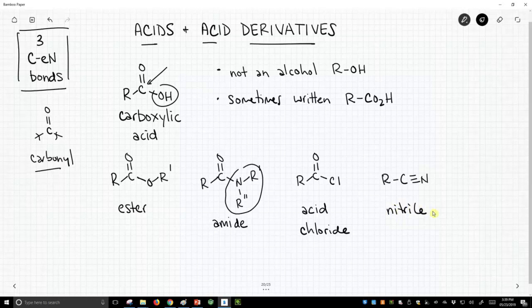Now a nitrile also has a carbon with 3 bonds to a more electronegative atom. It happens to be a nitrogen instead. So it's easy to ignore the nitrile among the acid derivatives, but it fits the bill in that it has 3 bonds from carbon to a more electronegative atom. So these are the acids and acid derivatives, really common functional groups that we'll encounter a lot in this course.